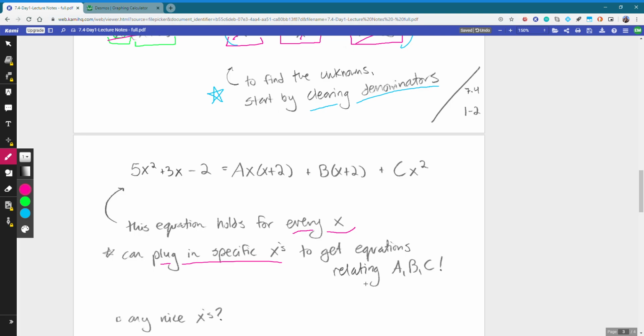Now, while we can technically plug in any x we feel like, we could plug in x equals 1005 if we wanted, there can be some nice x's that will end up clearing out and killing off a number of the terms and make our life easier. And so here, looking at our equation, are there any x's that you think would be nice and clean to plug in?